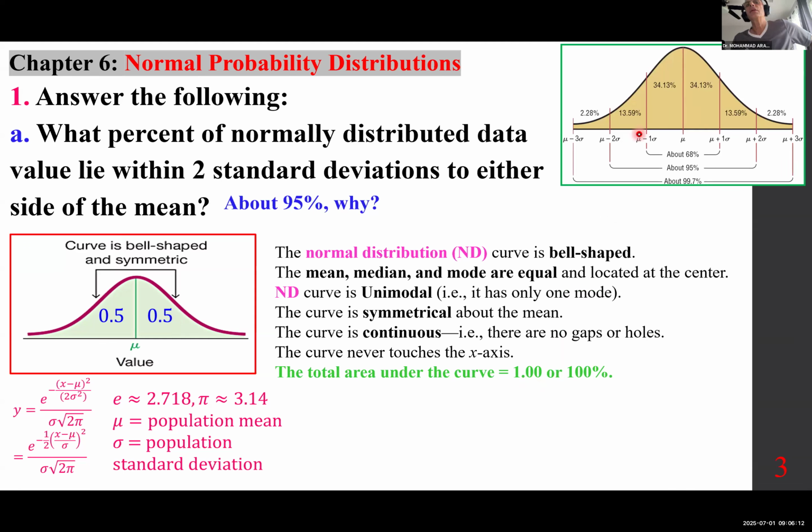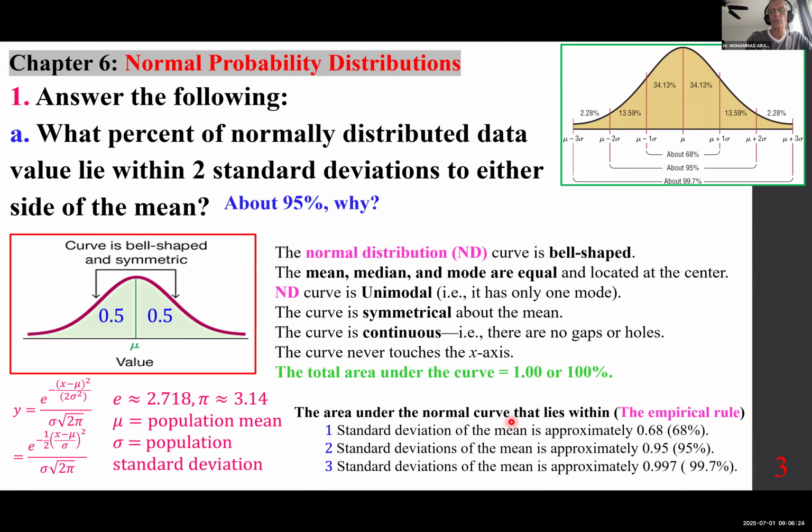We've already discussed this empirical rule. Remember, from the mean, you go 1 standard deviation away, or 2 or 3. The area under the normal curve that lies within these is the empirical rule. Within 1 standard deviation of the mean is about 68%. Within 2 standard deviations, about 95%. And within 3 standard deviations is almost 100%, 99.7%. So within 2 standard deviations is about 95%.